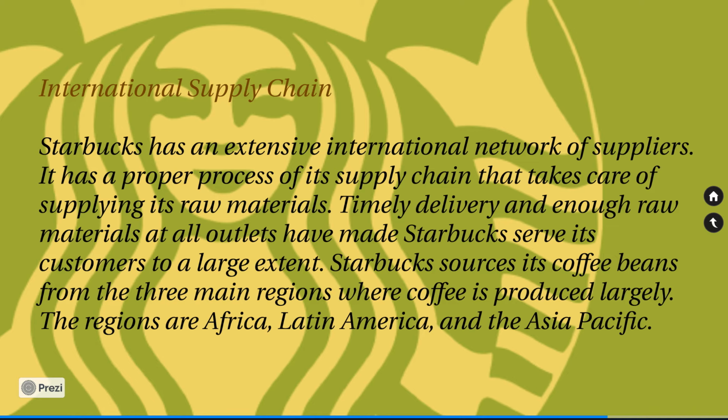International supply chain. Starbucks has an extensive international network of suppliers. It has a proper supply chain process that takes care of supplying its raw materials. Timely delivery and enough raw materials at all outlets have made Starbucks serve its customers to a large extent. Starbucks sources its coffee beans from three main regions where coffee is produced largely. The regions are Africa, Latin America, and the Asia Pacific.